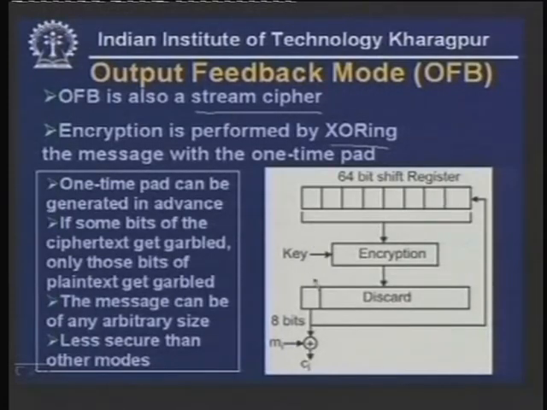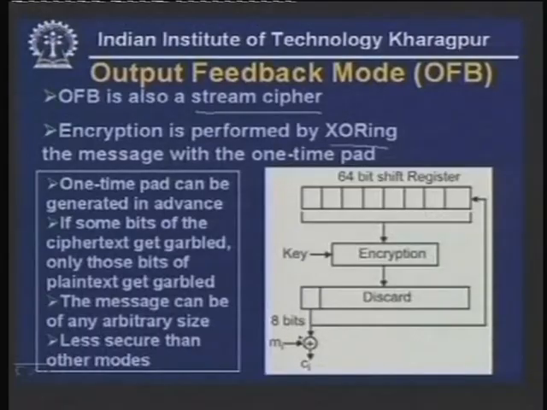That means, this one time pad can be generated beforehand, and then exclusive OR can be performed as the bits are received, bit by bit, to generate the data. So, bit by bit exclusive OR operation can be done with the plain text. In this particular case, if some bits of the ciphertext get garbled, only those bits of the plain text get garbled, because here the bit by bit operation is being performed. And another advantage is the message can be of arbitrary length.